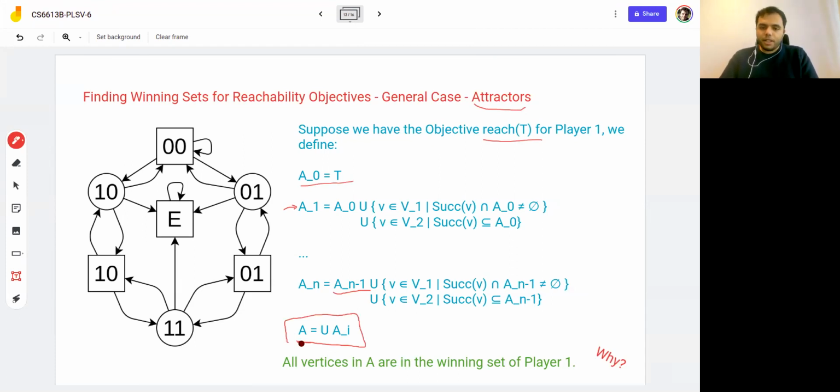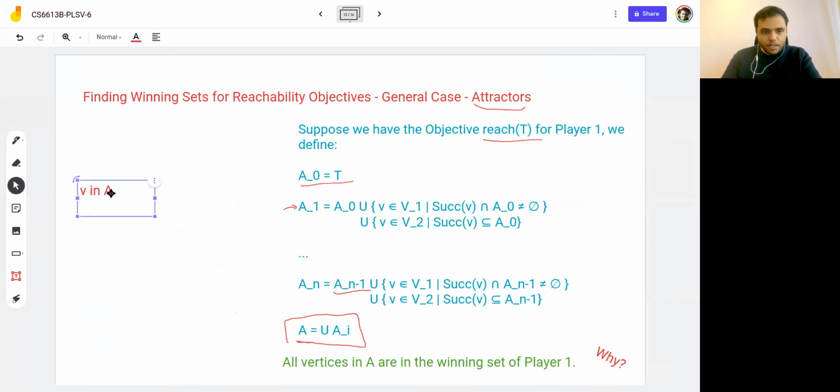Okay. And now I claim that all vertices in A are in the winning set of player 1. So I claim that no matter where in A you start the game, player 1 will win. And that's, I think, quite obvious from the construction, right? Because if you have a vertex V which is in A, then there is an index I such that V is in AI. And if V is in AI, by definition, it means that either V is a player 1 vertex, and in one step you can go to AI minus 1, or V is a player 2 vertex, and in one step you are forced to go to AI minus 1. In any case, you can just do an induction and show that after I steps, you end up in A0, which is T.